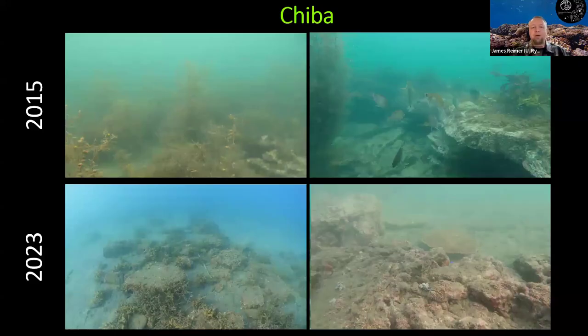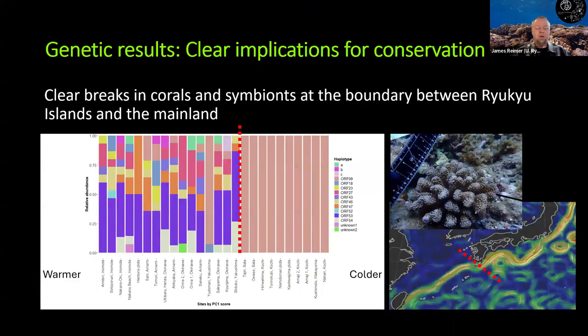So on the next slide, finally, for the results, I'm just going to show you a little bit of our genetic results. So what this is here is we collected coral samples all across southern Japan of this one genus of corals, and we looked at its diversity.